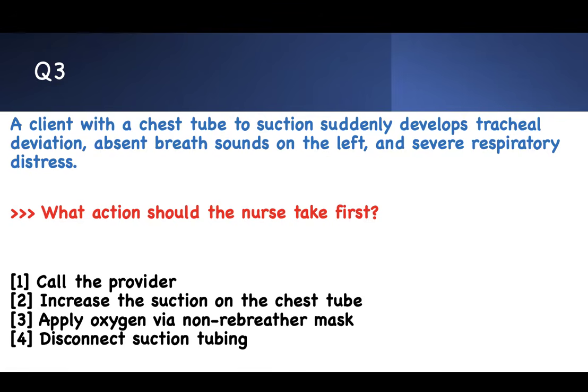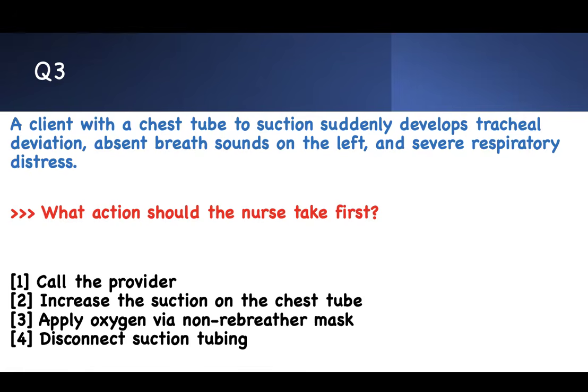A client with a chest tube to suction, that's a buzzword, underline it, suddenly develops tracheal deviation, another buzzword. Tracheal deviation should be buzzing in your ear saying, I have a bad problem. Recognition of a bad issue. Absent breath sounds, another recognition of a bad problem. Severe respiratory distress. What else do you need in this question? Nothing. I've given you the worst of all bad problems.